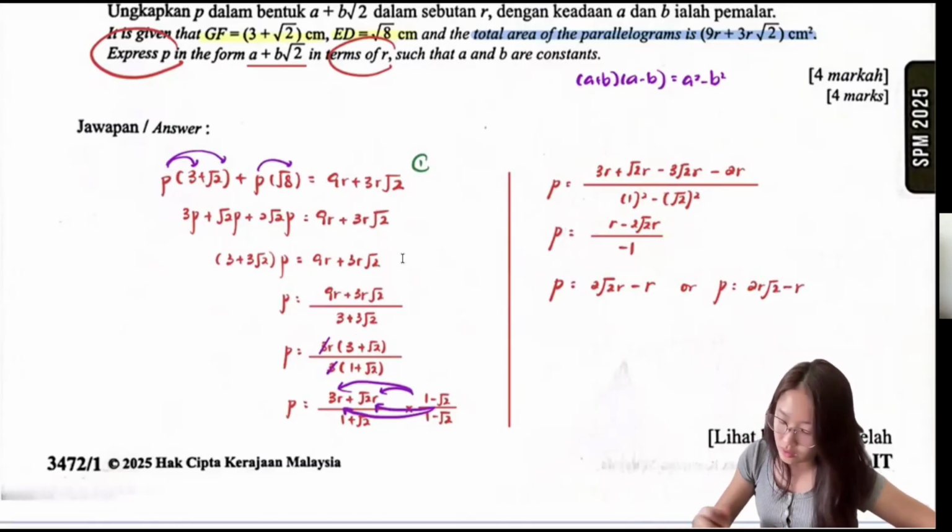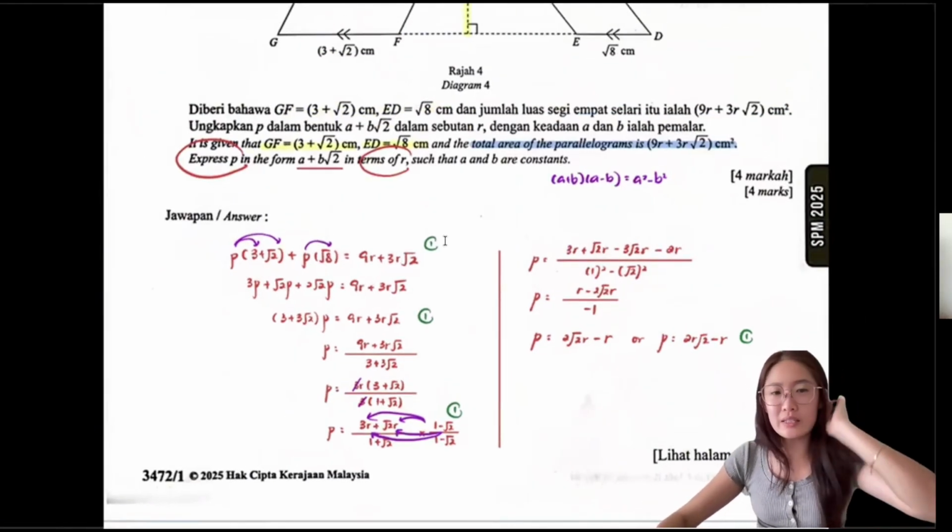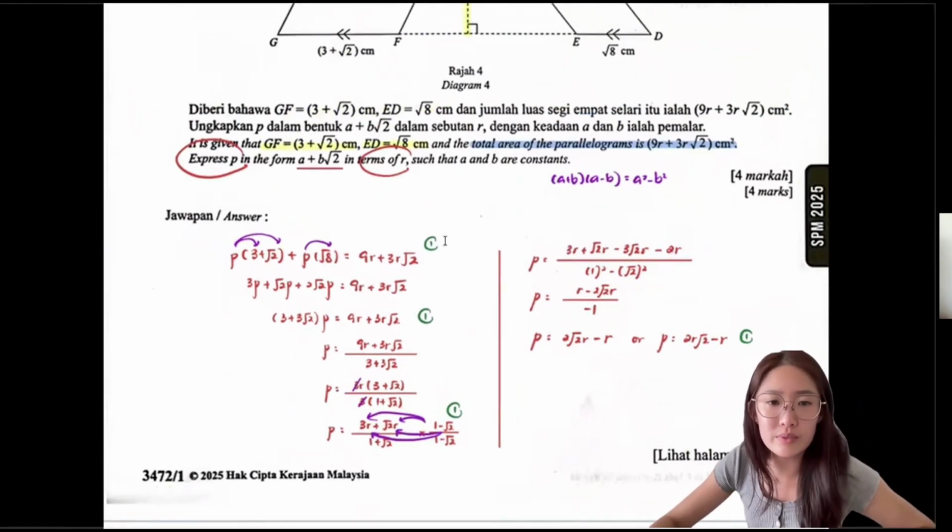So another 2 marks, according to your schema, is somewhere here and your final answer. And one more is on the rationalization. Okay, 4 marks for this one. Not that difficult, just be careful of careless mistakes.